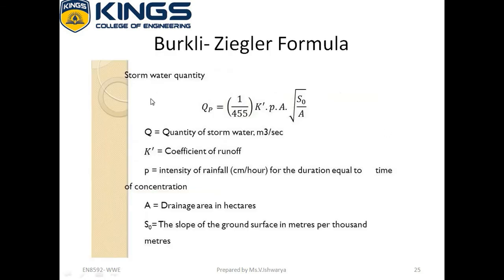So first one is the Berkeley-Ziegler formula. Here Qp, Q indicates discharge and p means peak. So peak discharge is equal to 1 divided by 455 into K dash, where K dash means coefficient of runoff, into P. P means rainfall intensity and A means drainage area in hectares, and the whole root of S naught, where S naught means nothing but the slope of the ground, again divided by A.